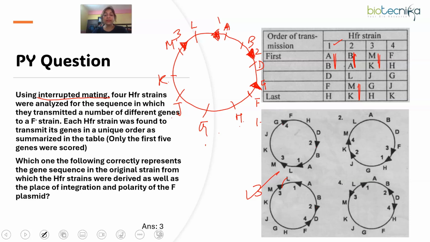Okay, so here you have to take care, when you are comparing your answer with the options given, of the relative position of all the gene markers, and also of the positioning of the F plasmid. For one strain it has to be between L and A, pointing towards A. For the second strain it has to be between B and D, pointing towards D. So these are the things you have to compare.